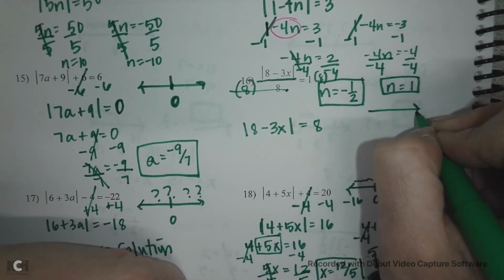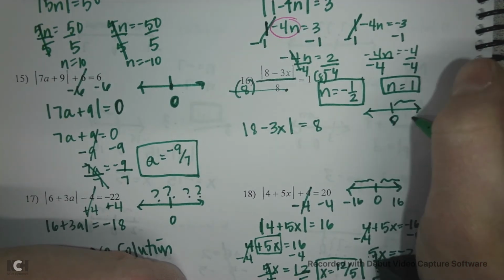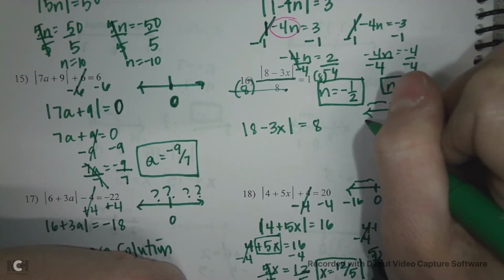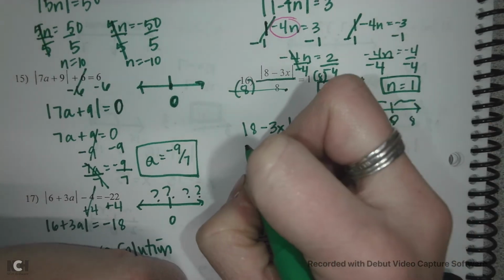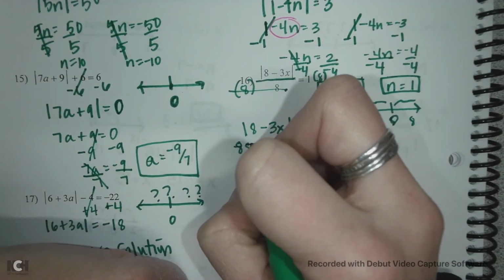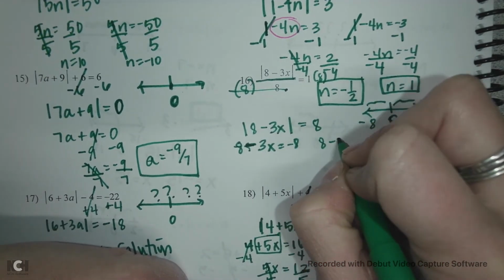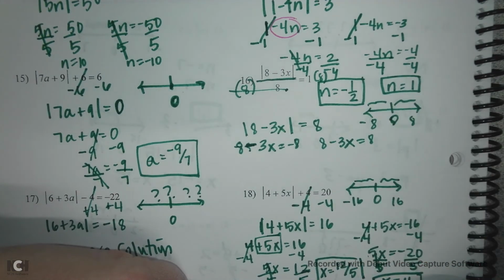Now we can draw our cute little number line. Start at the 0. We're going to move 8 spaces this way and get to positive 8. 8 spaces this way is negative 8. So I have, no, I don't have negative 8. I have 8 minus 3x equals negative 8, and 8 minus 3x equals positive 8.